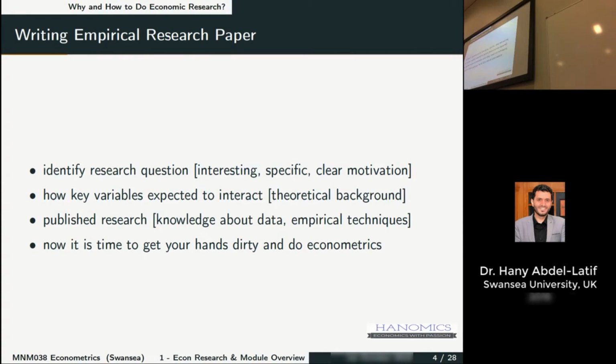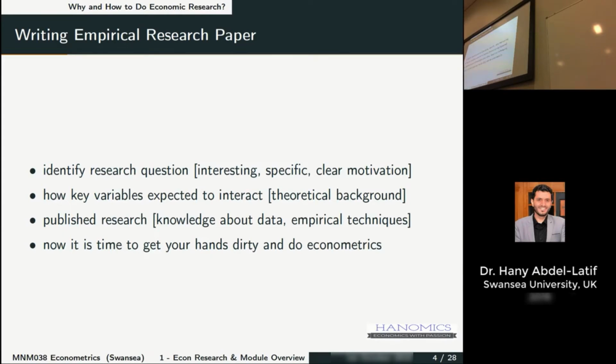And then what others have done. So read some papers, read some work. This will give you ideas about data, the source of data, the techniques, what others have found. And then, okay, I'm actually going to contribute now. I'm going to tell people something they don't know. And that is the contribution. That's why you do this.